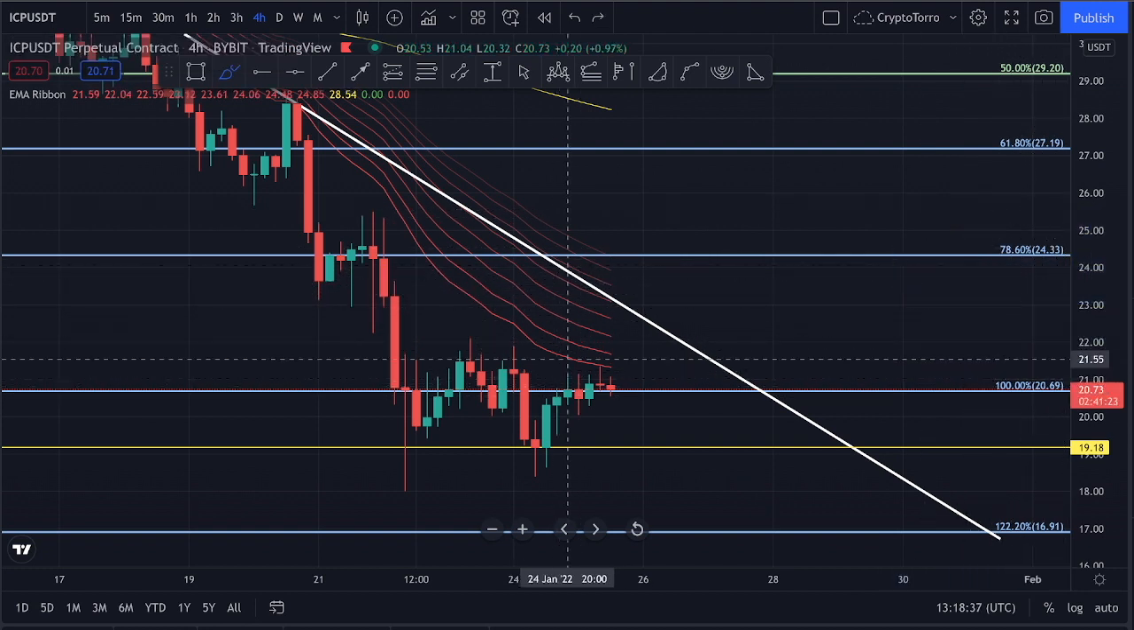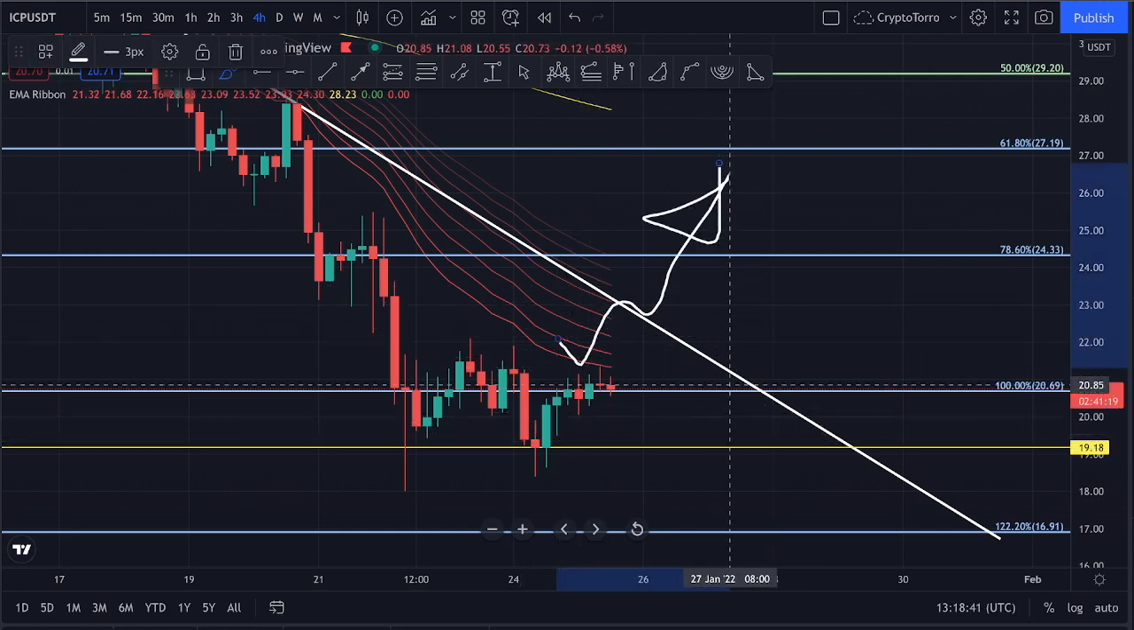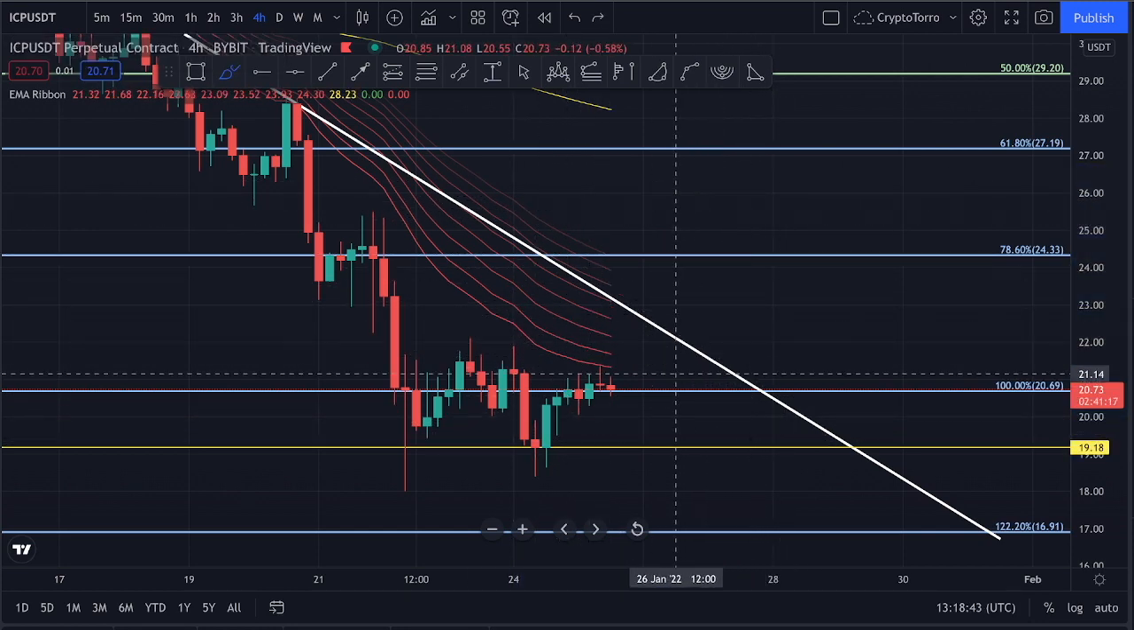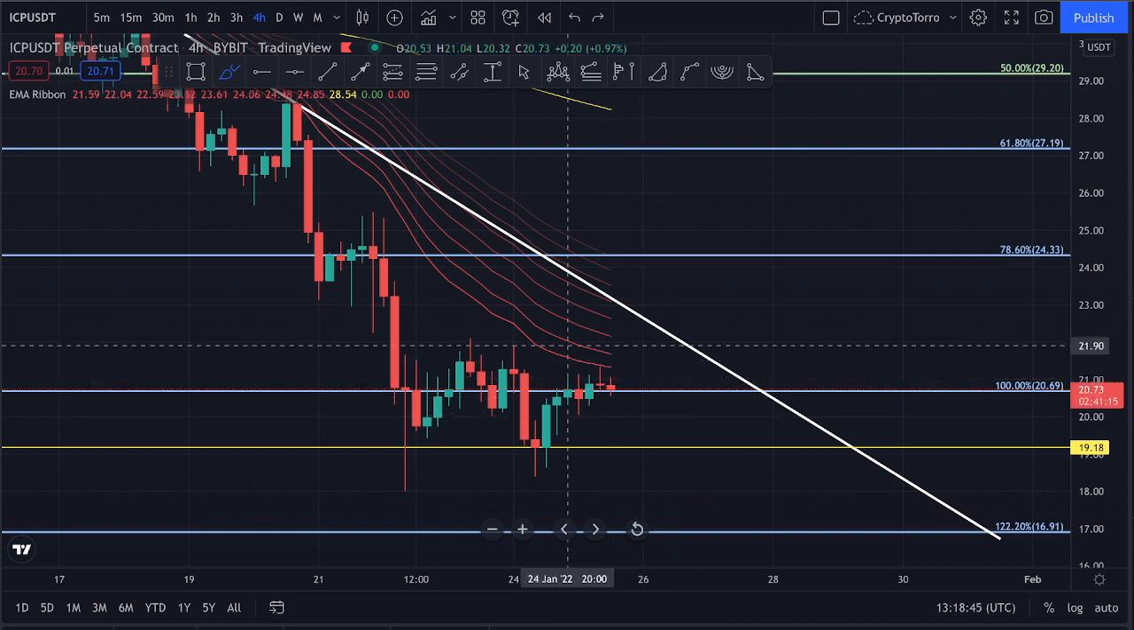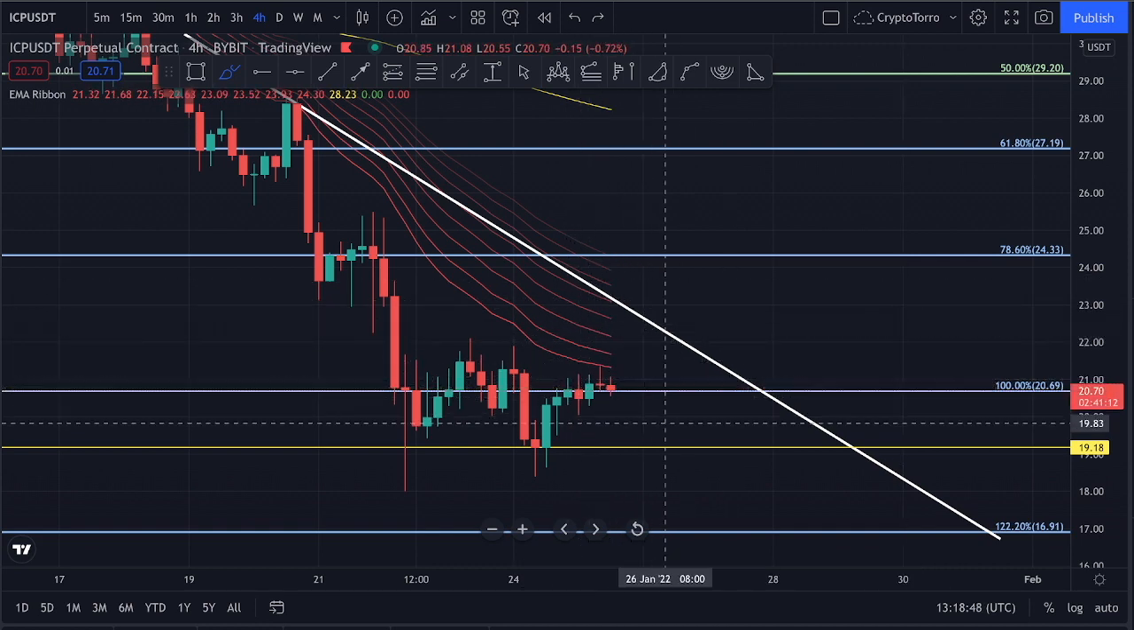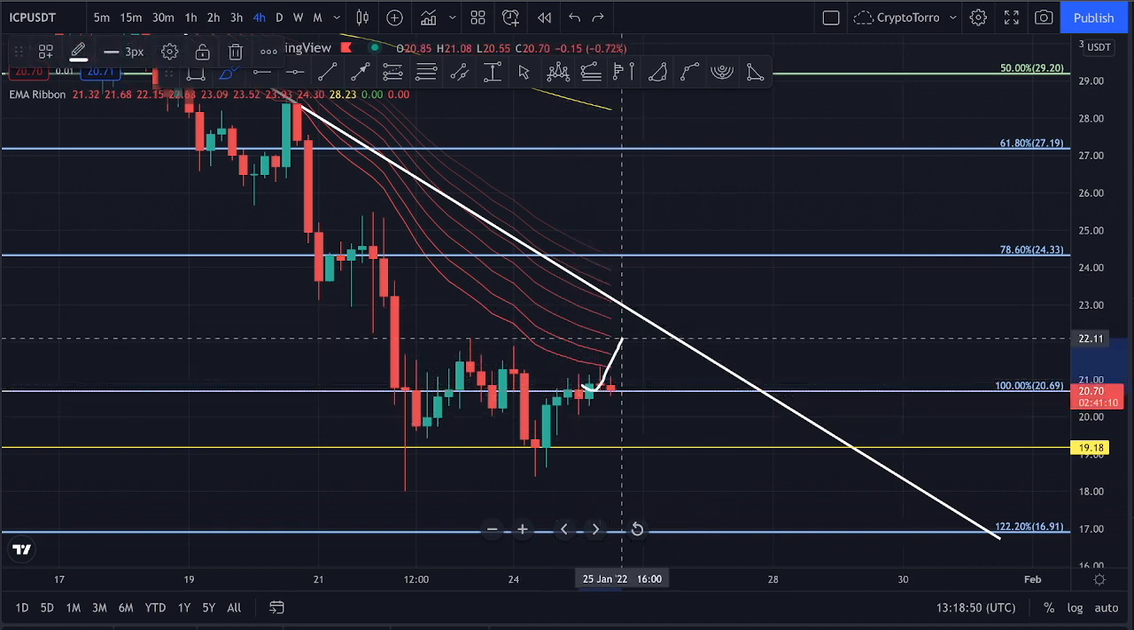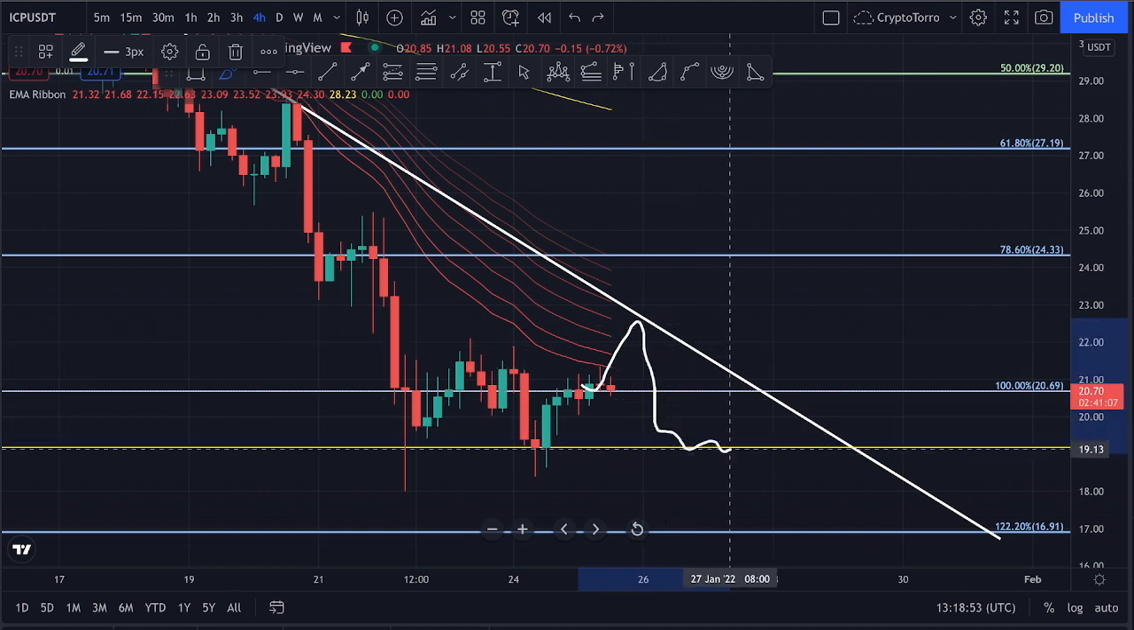Therefore, it will be a very difficult breakout if we would right now see a breakout taking place outside or above this descending resistance. Personally, I think that is quite unlikely to occur, so therefore I think it is more likely that we're going to get rejected and head straight back down.